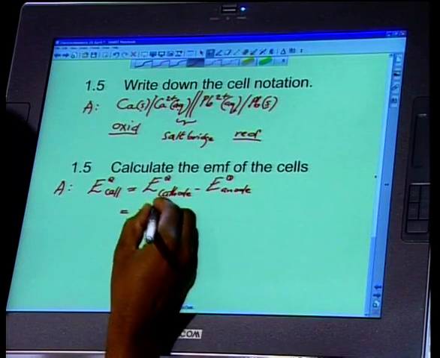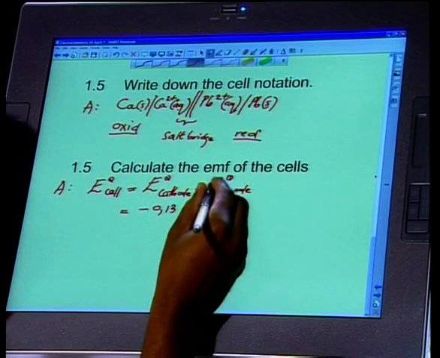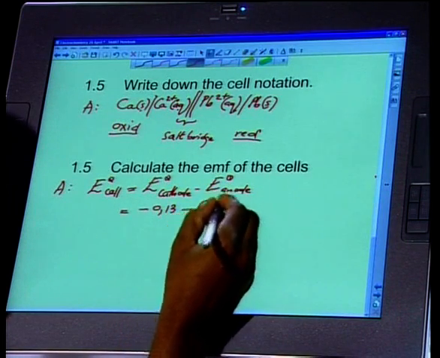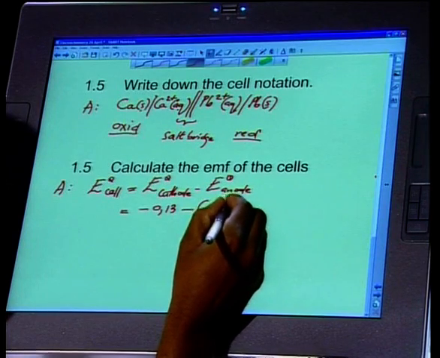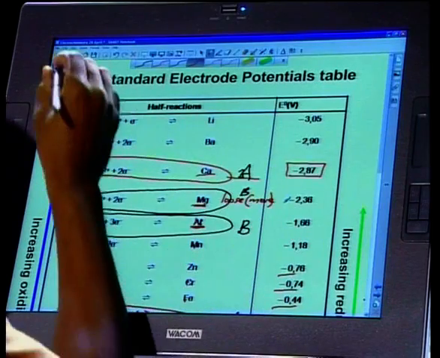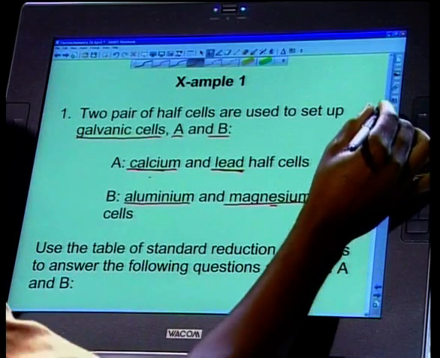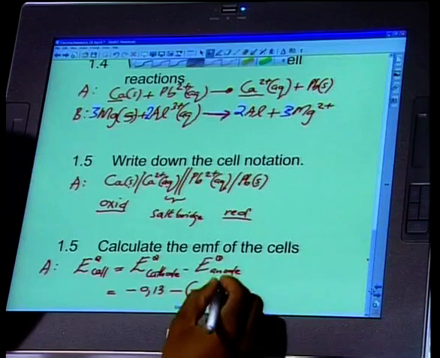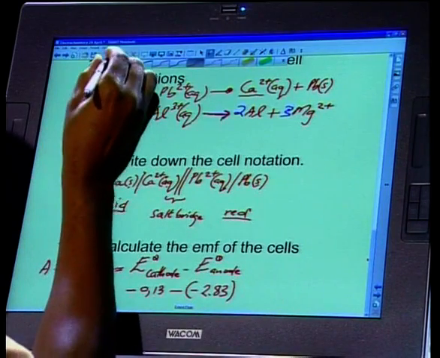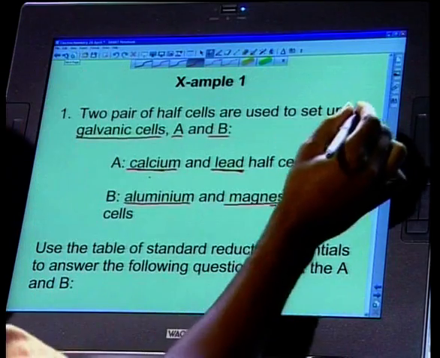Okay, so for here the cathode is minus 0.13. Remember, it's the lead. Minus E anode, minus 2.83. Must confirm this. That is 2.87 for calcium. Okay, so there we go, minus 2.87.